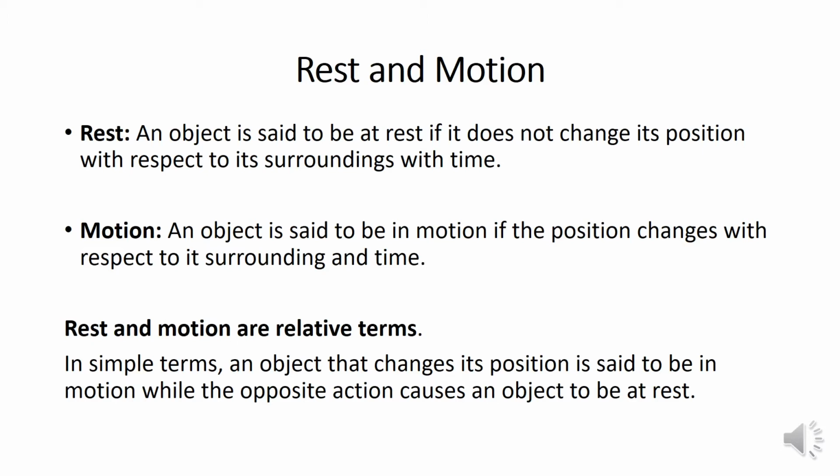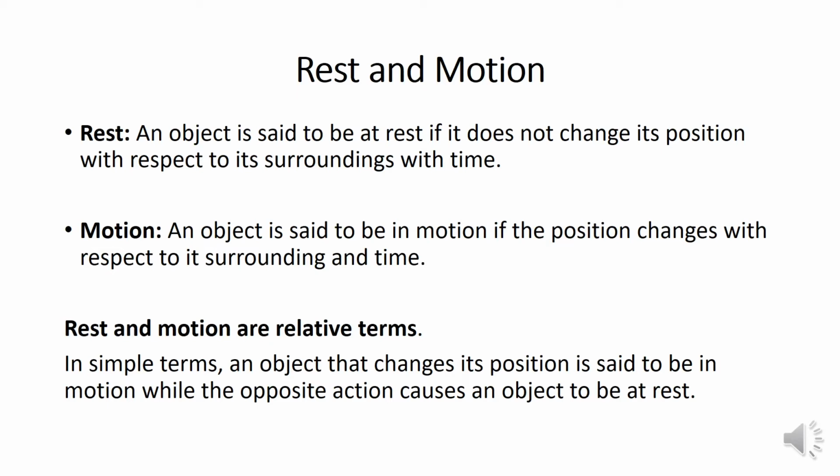In the same way, the trees and the buildings are also in motion relative to the universe, because you know that the Earth revolves around the sun. So since the Earth is revolving, everything is in motion relative to the universe. So rest and motion, we can say, are relative terms. In simple terms, an object which changes its position is said to be in motion, while the opposite causes an object to be at rest. I hope it's clear to you, the difference between rest and motion.